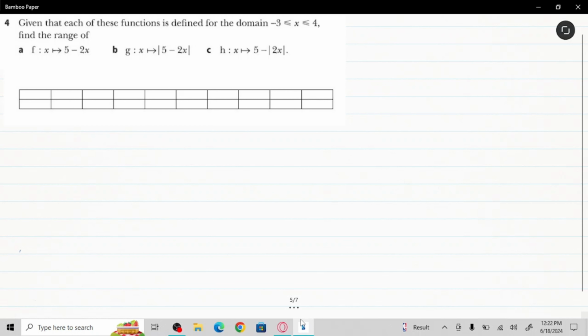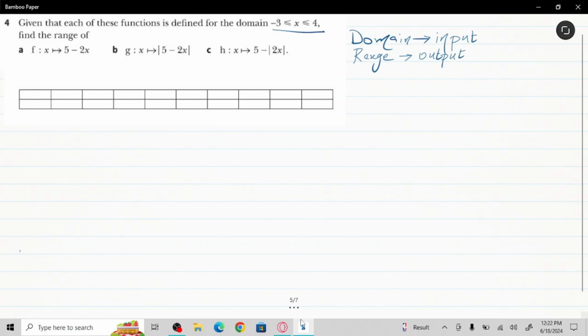We have question 4, in which we have been given the domain -3 to 4. Do you remember what the domain was, from exercise 1.1? Domain is the set of input values, while the range is the set of output values.